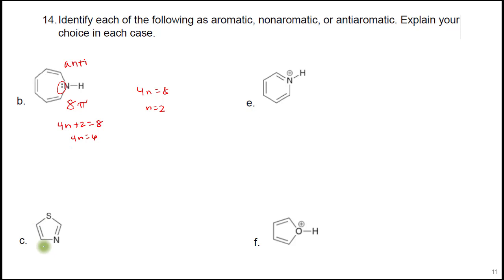E, let's go to C. So C, it's cyclic, it's conjugated. Sulfur has a lone pair that can participate in the aromaticity. So there would be 2, 4, 6, and 4n plus 2 equals 6. That works out, so this one is aromatic.